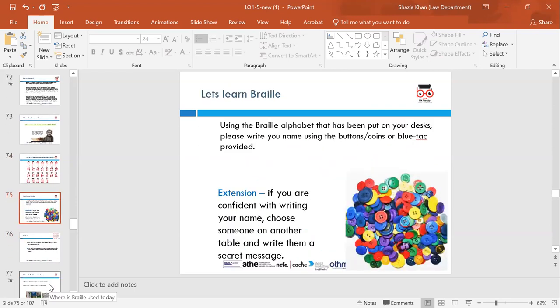Let's learn Braille. Using the alphabet that has been put on the desk, please write your name using the Braille coins or blue tack provided. Extension: if you are confident with writing your name, choose someone on another table and write them a secret message. So this is something that you can do in your own time using that Braille alphabet.